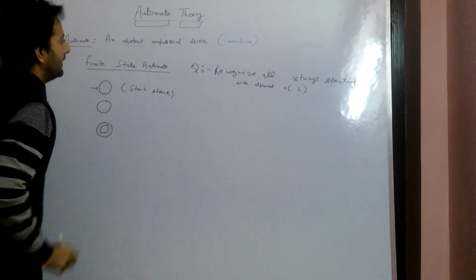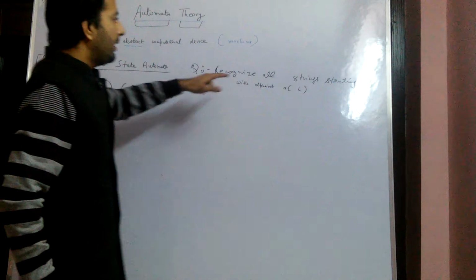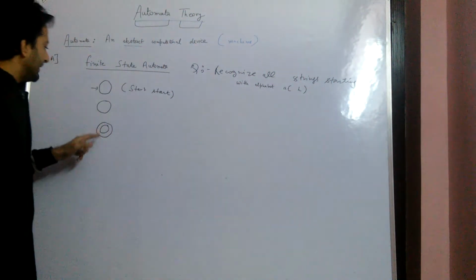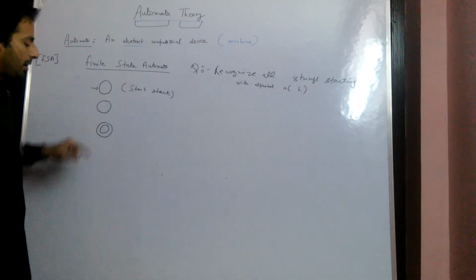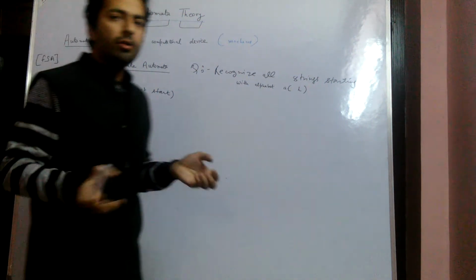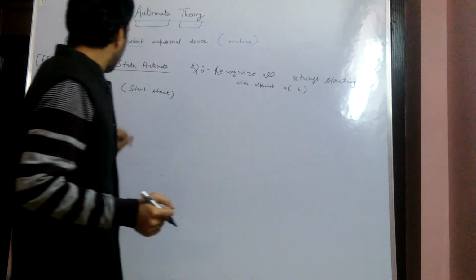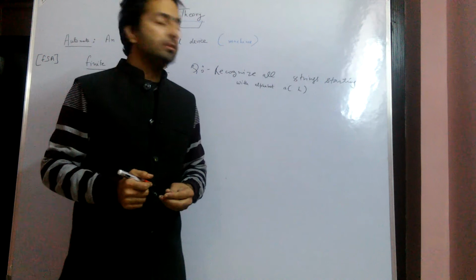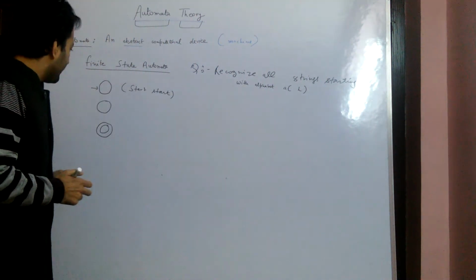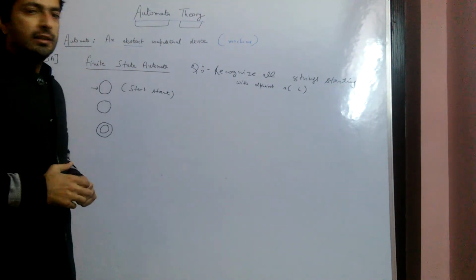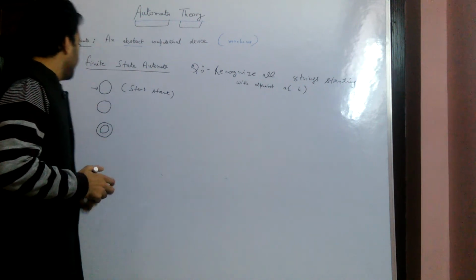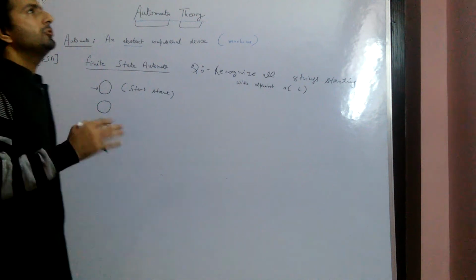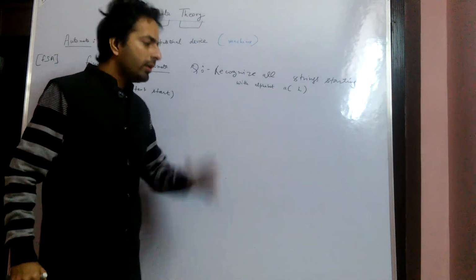As I have told, there is a particular set of strings that are going to belong to the language, and there is a particular set of strings that are not going to belong to the language which has been asked. So all the strings which belong to the language would end up in this particular state, which has the double circles.